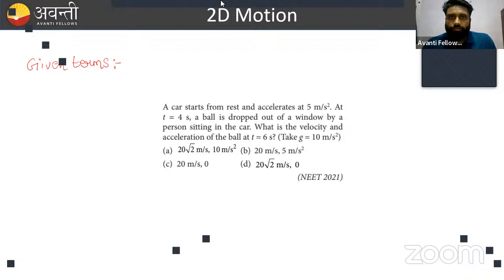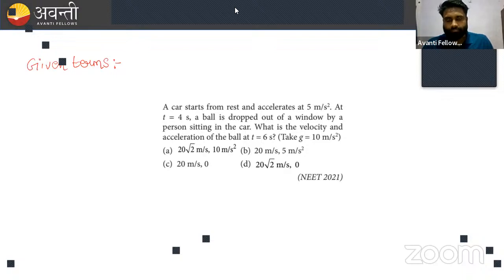So Dilip, are you able to find the solution of this question? If you are able to solve this, or not able to solve this, just unmute yourself and then I'll start solving this for you.